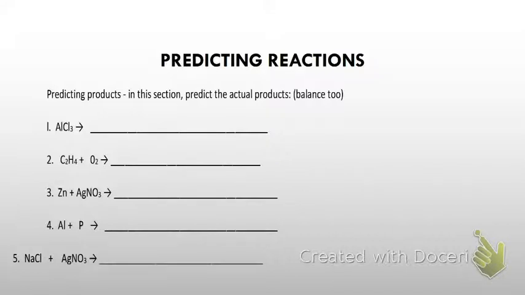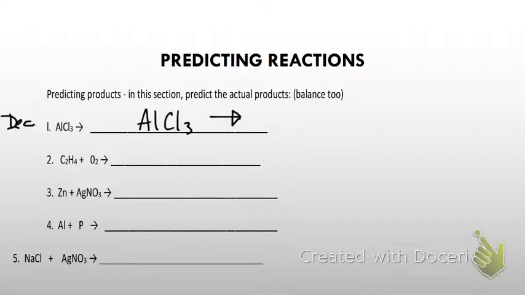Okay, so now we're going to actually predict. So same reactions, we know what they are now, right? We said this one was a decomp. So I'm going to say aluminum chloride, and since it's a decomposition, I know that it's going to break down into, this is an ionic compound, right? So it's going to break back down into the metal and the non-metal, okay? So it's going to break down into aluminum and chlorine. That's the only 2 things it can break down into.